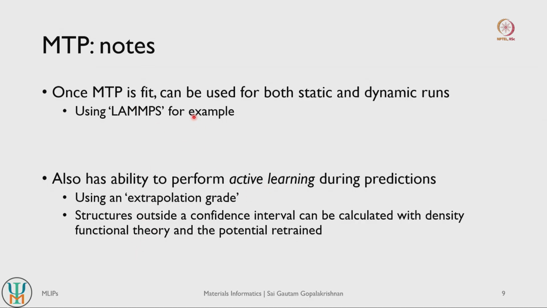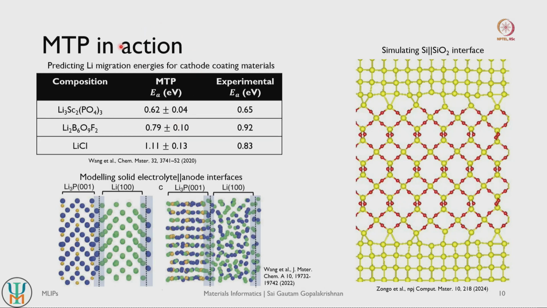Yeah, so those are some of the nice things about moment tensor potentials that we should keep in mind. And just as an example of how moment tensor potential is used in practice, this is an example of predicting migration energies, or migration barriers. So how easy it is for lithium to move in several different solid electrolyte or lithium containing compound materials here. All of these predictions were compared against experimentally measured barriers, and you see reasonably good agreement between predictions of moment tensor potential and what is experimentally measured.